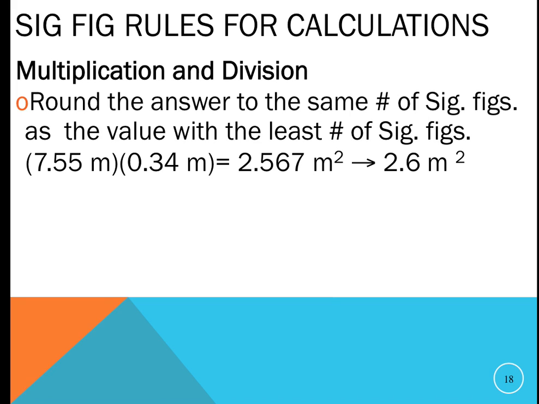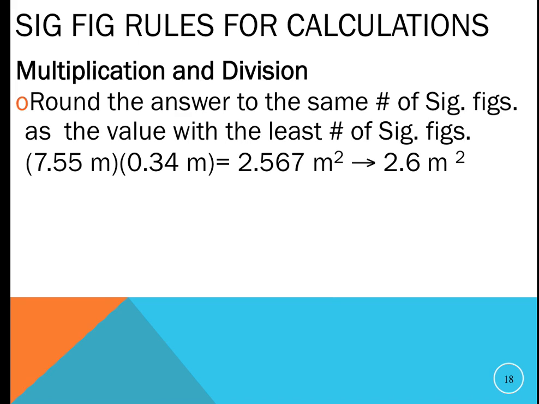Let's look at the second rule for mathematics. We have multiplication and division. So we round our answer to the same number of sig figs as the value with the least number of sig figs. What we need to do is actually look at each value within the calculation and count the sig figs. So 7.55 has 3 sig figs.